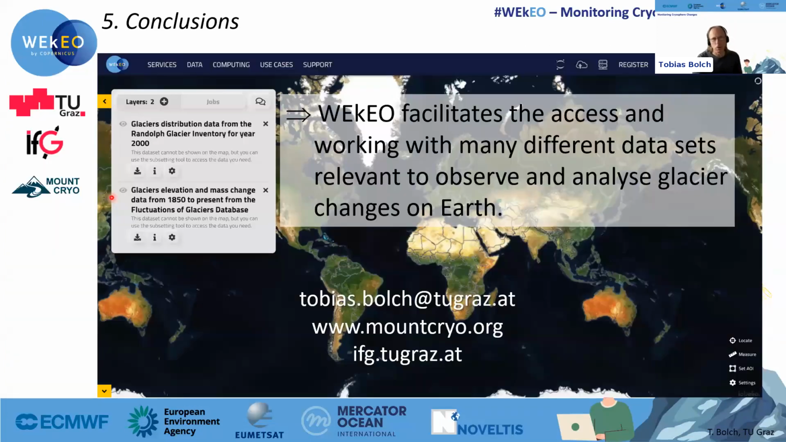With this, I'd like to conclude that WEkEO really facilitates the access to and working with many different data sets which are relevant to observe and analyze glacier changes on Earth, but not only glacier changes. You can also, for example, look at sea ice and snow, which was nicely shown, and snow is directly related to glaciers. You can include this information when you want to analyze and understand the glacier changes. Yeah, with this, I'm almost done with 15 minutes, so I'm perfectly on time. Thanks a lot for your interest, and if you have any questions, I will be there, specifically about details and background of the data sets related to glaciers.